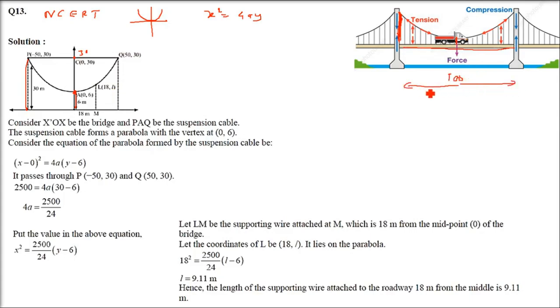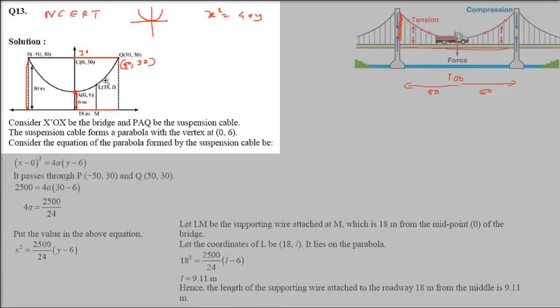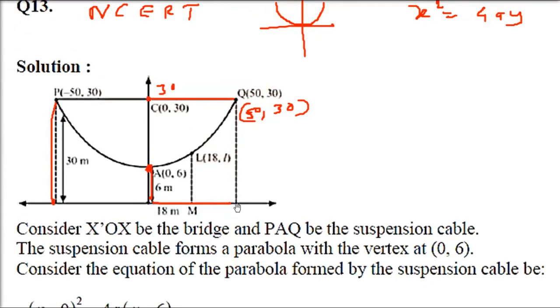Half on this side, half on this side. So 50, 50. So from here to here, the x coordinate will be what? 50. Y is 30. So (50, 30) will be on the one side. (-50, 30) will be on the other side. This is 50 and this is 30. So in the first quadrant (50, 30), in the second quadrant (-50, 30). Okay. So these are the endpoints here, and this is (0, 6).